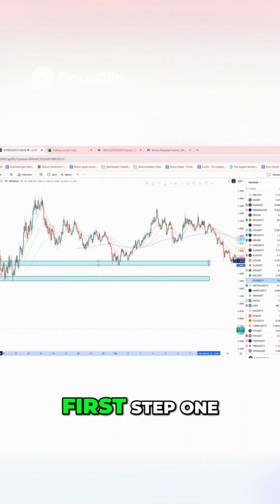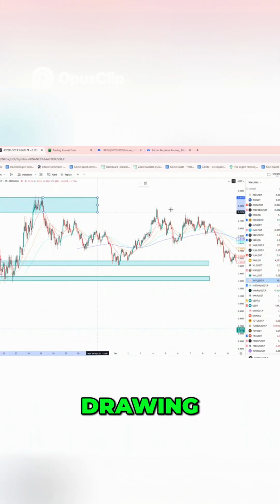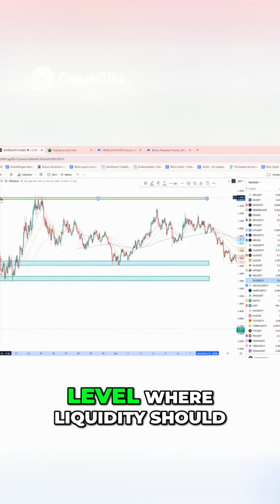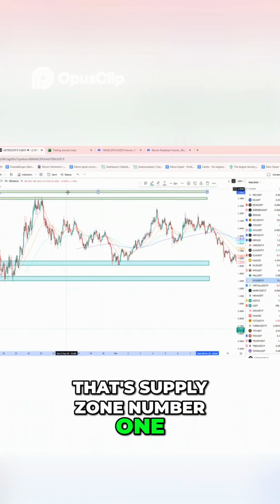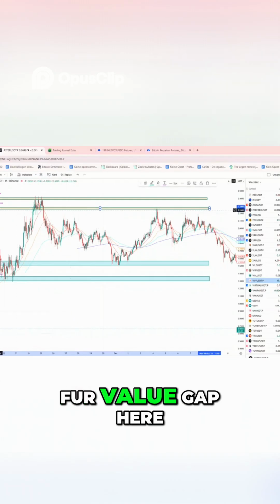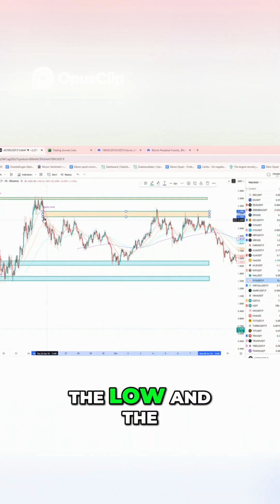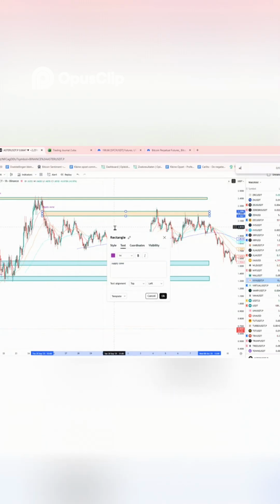First step one, drawing the demand zone. Step two, drawing the supply zones. From those supply zones, we can see a level where liquidity should be grabbed. That's supply zone number one. Supply zone number two, big fair value gap here, as you can see, between the wick on the low and the wick on the high here. We call this the fair value gap.